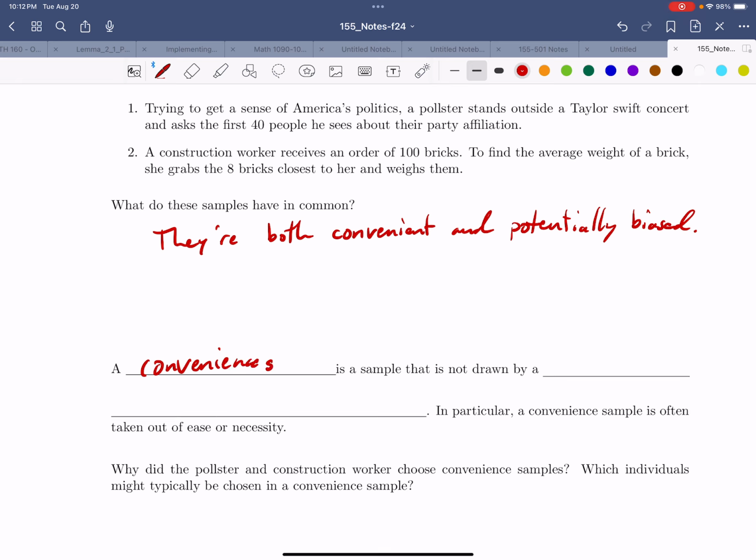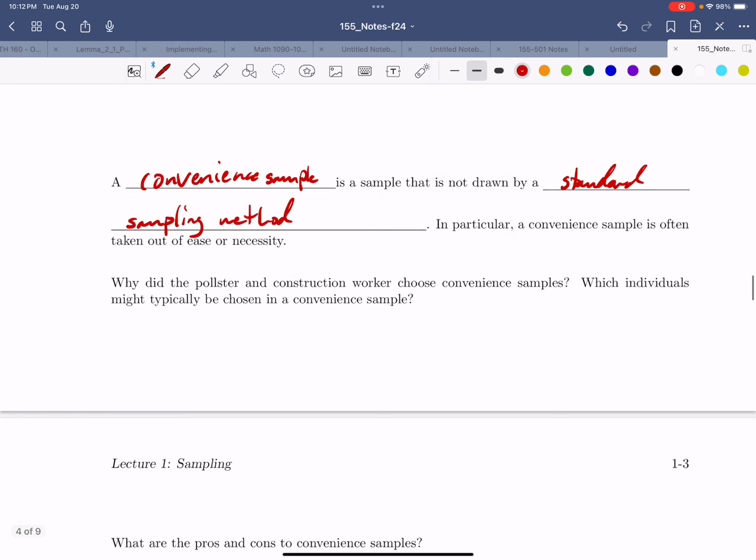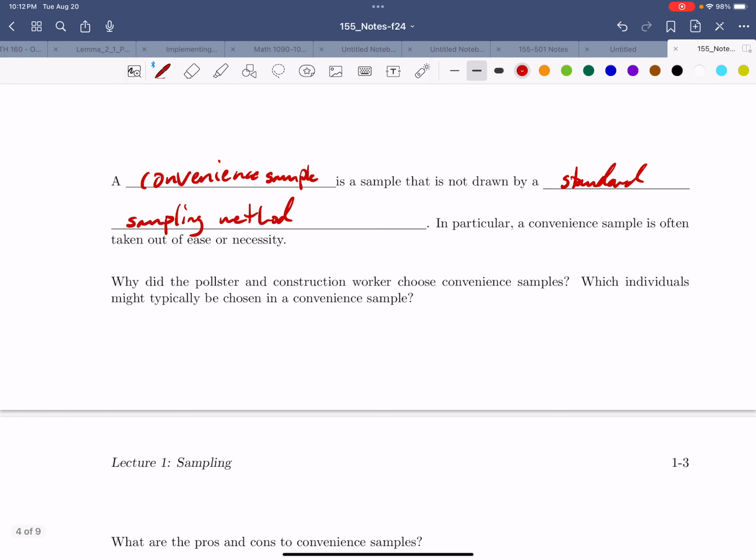A convenience sample is a sample that is not drawn by a standard sampling method. Right? In particular, you just do it because it's the easiest thing to do. So why did they choose convenience samples? Well, they were just the easiest things to do, right?